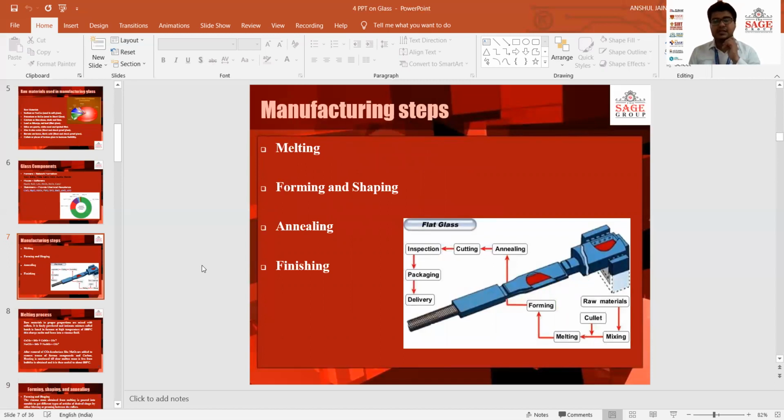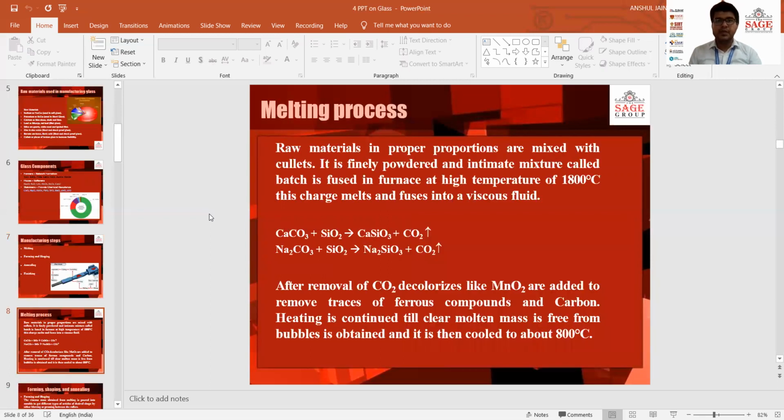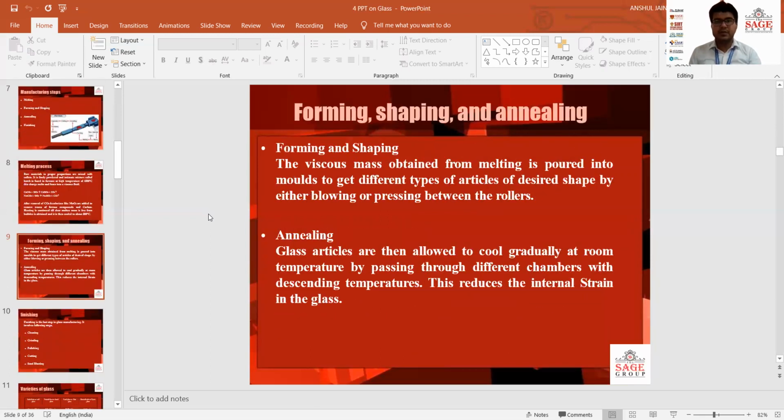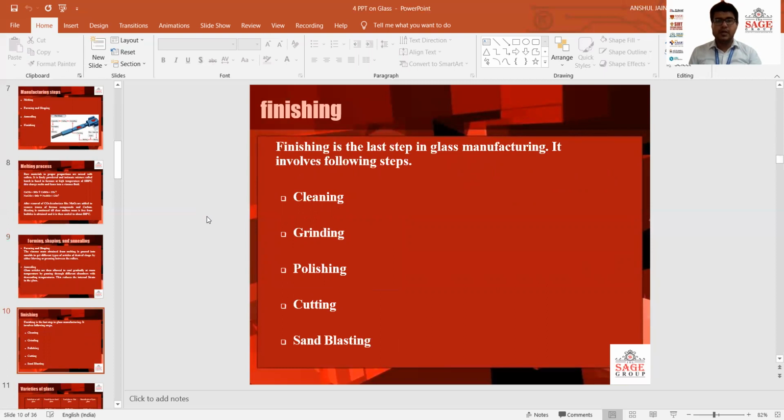These are some of the manufacturing steps. We won't be discussing it in detail, because this is not directly a part of construction work for a civil engineer, but this is an industrial process. It undergoes melting, forging and shaping, annealing and finishing. So these are the steps which have been shown to you. If you want, you can go into the details by looking at the details of this video.